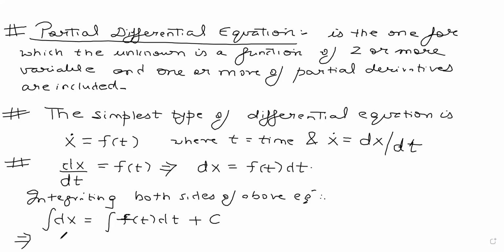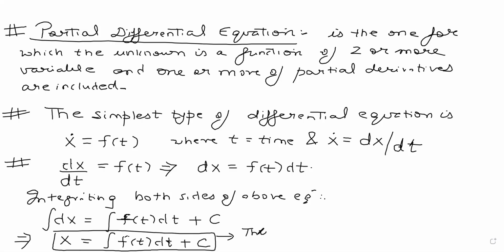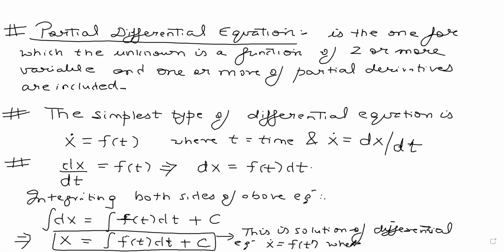Now, integral of dx I can write as x. When you're integrating with respect to dx, you get x. This is nothing but integral of f of t dt plus c. So I can write this is the solution of the differential equation x dot as a function of time, where c is an arbitrary constant.